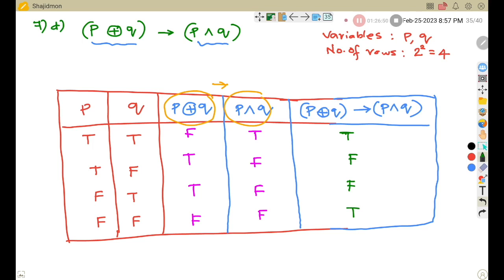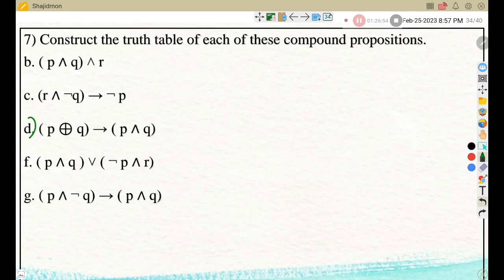Hope you understood this question. Question number 7D. Now in the same way you can practice any of these questions. All are easy questions only, not very difficult. So just prepare the rows, how many rows we needed, then each operation. I will give the idea here when you are preparing. First you prepare P, then Q, then R, correct?